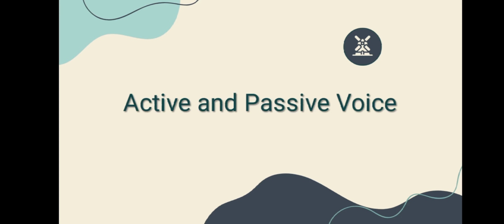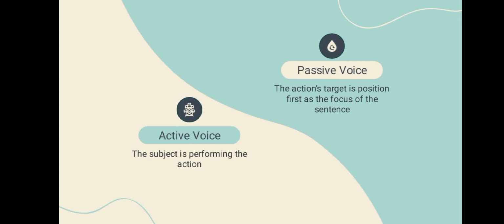So, in this video, we're going to discuss the topic, and the title is active and passive voice. What is active voice? Active voice is when the subject is performing the action, and then passive voice, the action's target is positioned first as the focus of the sentence.